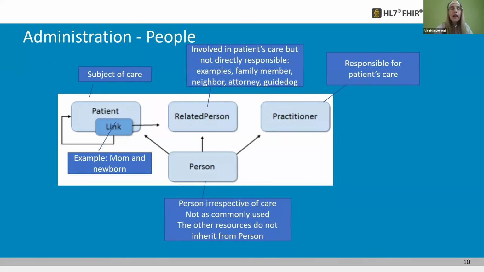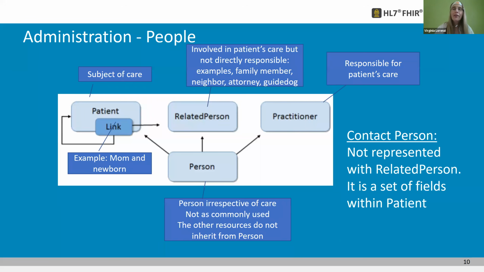And finally, not covered by any of these resources is contact person. Sometimes, when you get care in the healthcare system, they ask you to name someone who they can contact in an emergency. Now that person might be the person who's involved in your care, but maybe not. If it's to represent just the contact part of it, it is just represented as a set of elements within the patient resource. And so we'll look at that.